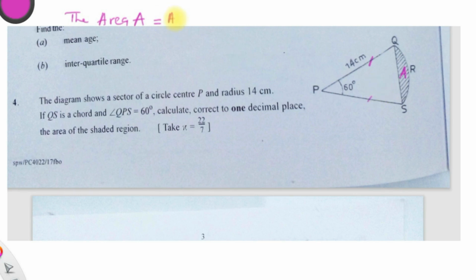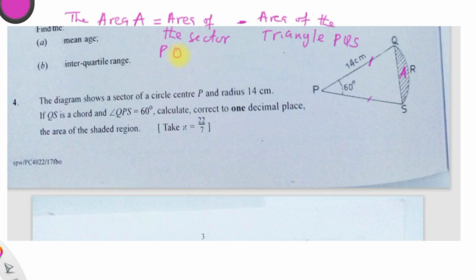Area of the sector minus the area of the triangle. The triangle is triangle PQS, and the sector is PQRS. So if you find the difference between these two areas, then we get the area of the shaded region.